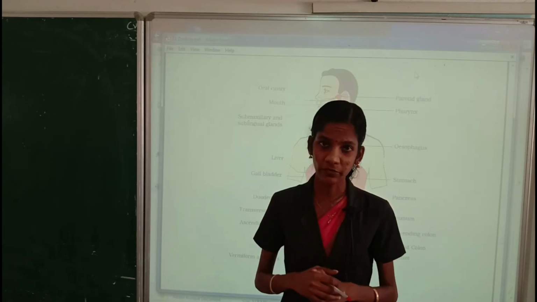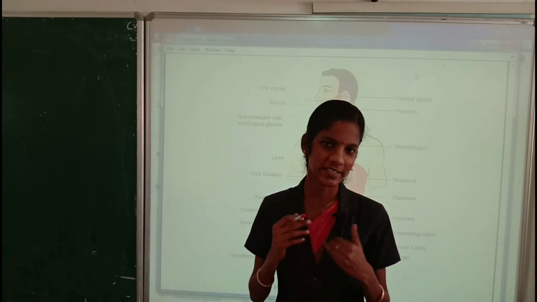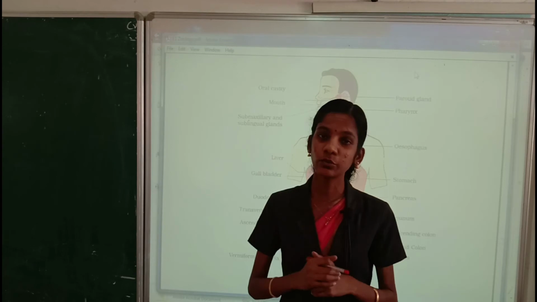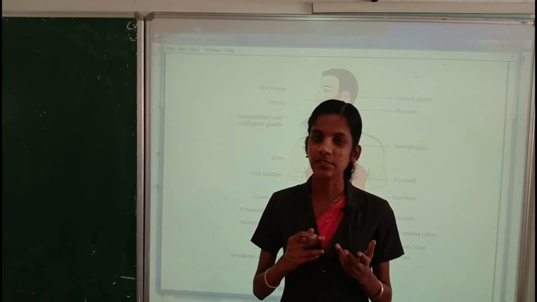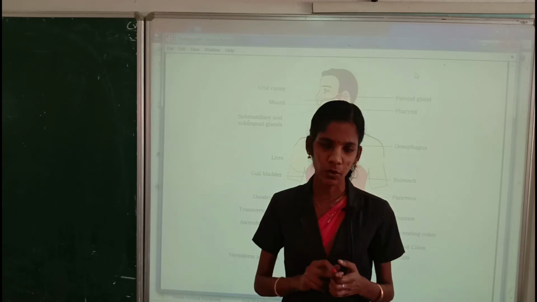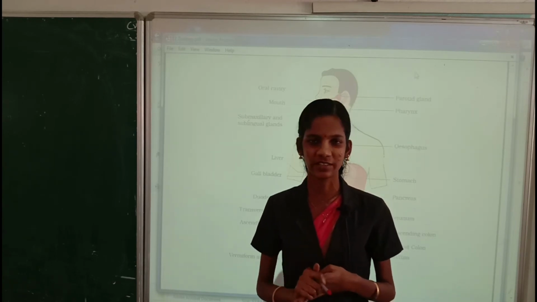What is the total number of teeth? Yes, 32 teeth will be there inside our mouth, isn't it? These 32 teeth are of different types. Which are they? Incisors, canines, premolars, molars. These are the different kinds of teeth, isn't it?